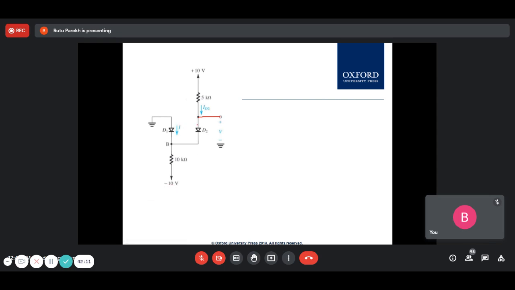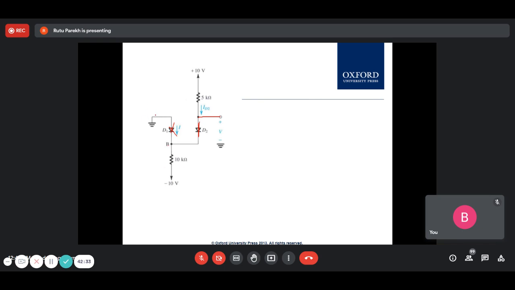Hello, ma'am. So this is on, this is off. So this got cut. Then I is just equal to... tell me please. Ground and the point B are at the same potential, so I will be 0.